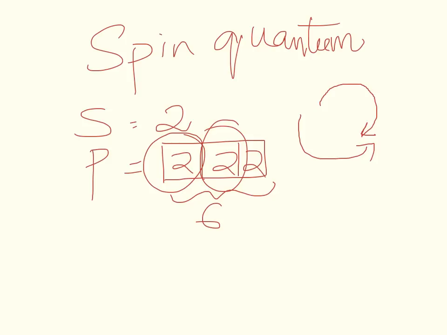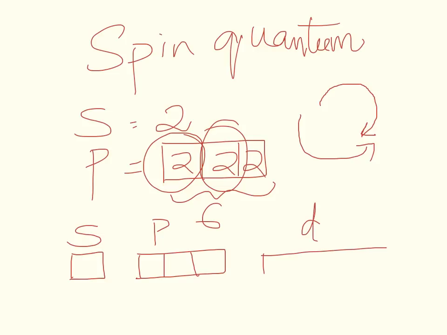So when we represent orbitals as squares, S is represented as a single square, P is represented as a combination of 3 squares, because remember it comes as a set of 3 orbitals, and D is represented as a combination of 5 orbitals, and we write the 2 electrons as one with the clockwise orientation, other one with the counterclockwise orientation.